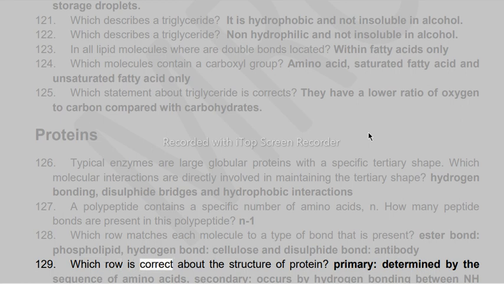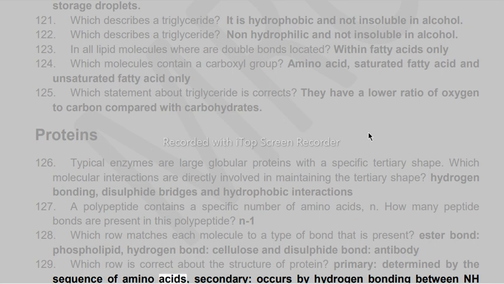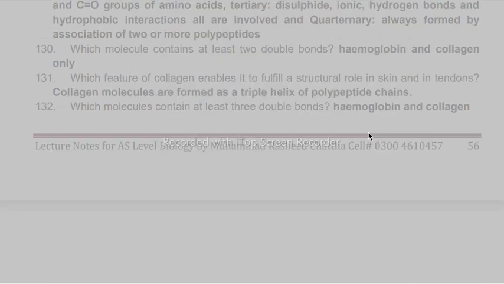129. Which row is correct about the structure of protein? Primary, determined by the sequence of amino acids. Secondary, occurs by hydrogen bonding between NH and C=O groups of amino acids. Tertiary, disulfide, ionic, hydrogen bonds and hydrophobic interactions are all involved. Quaternary, always formed by association of two or more polypeptides. 130. Which molecule contains at least two double bonds?